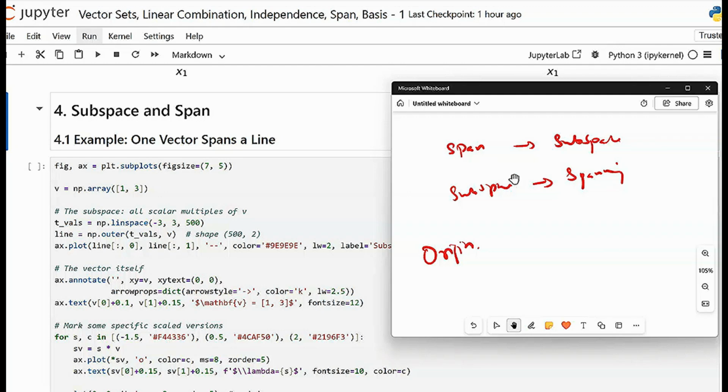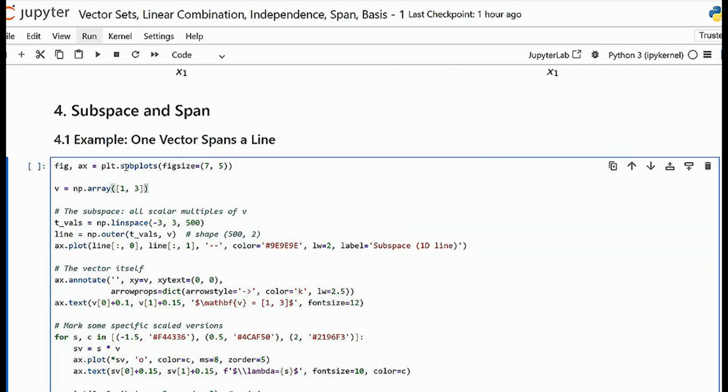Now let me discuss the coding. Observe, dear friends, here we have subplots. Even though we specify subplots, here it creates a single plot figure. This creates the figure with the figure size, and the axis is the plotting area, and the size is set to 7,5. And here we define the vector. Kindly observe, it is a two-dimensional vector.